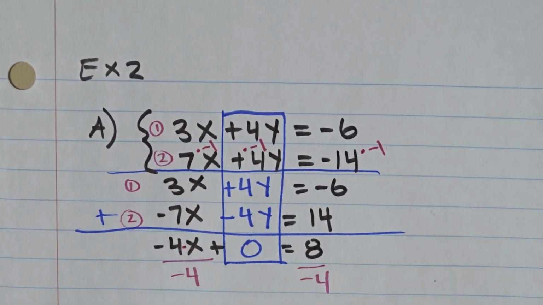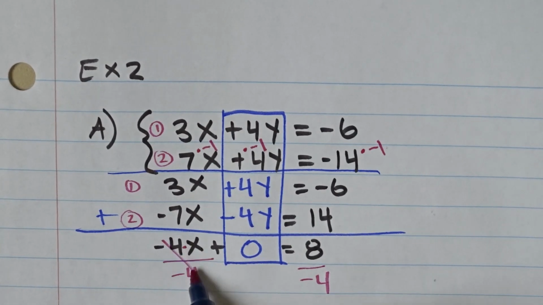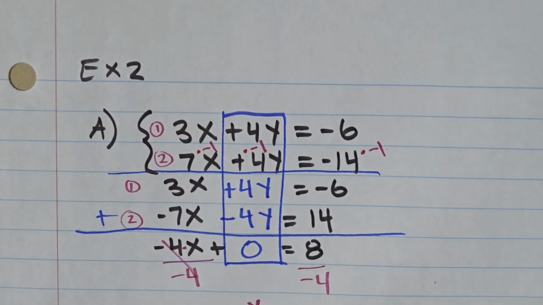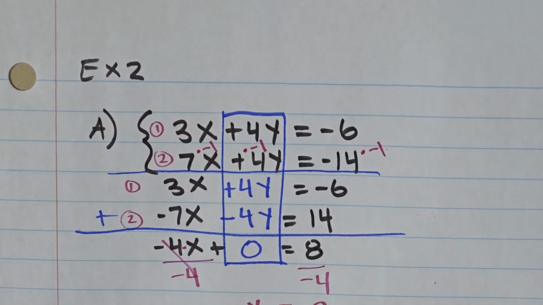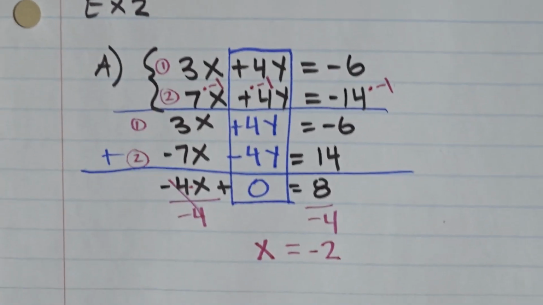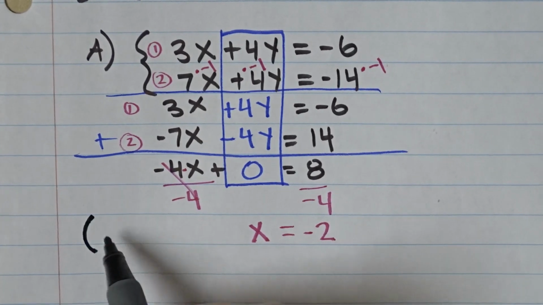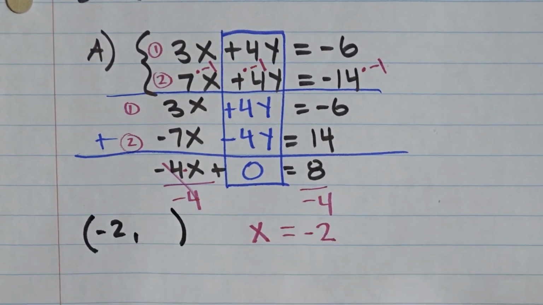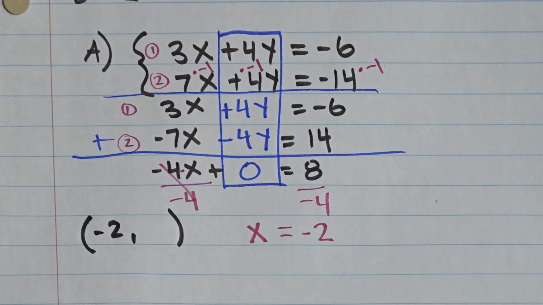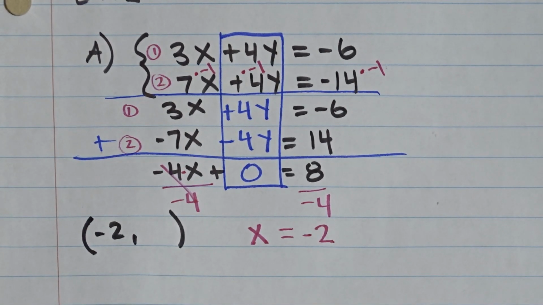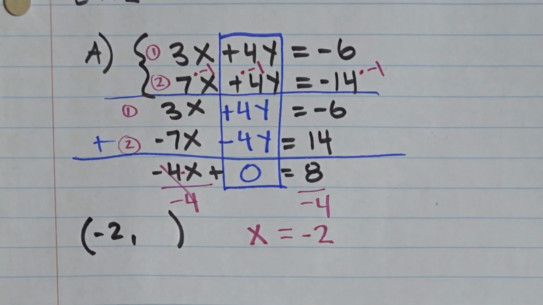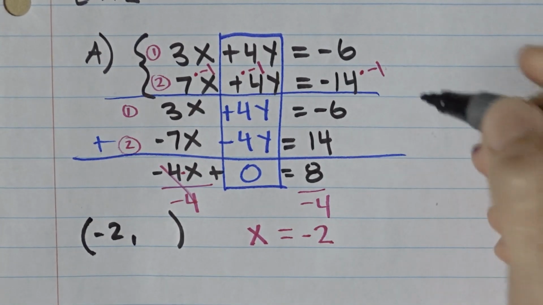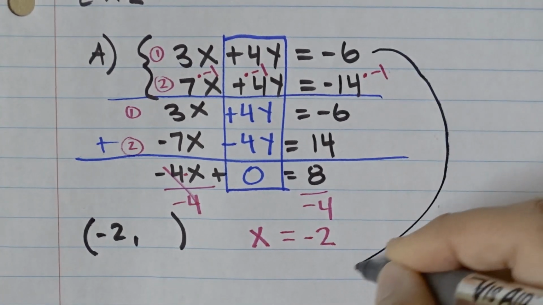Opposite of multiplying by negative 4 was dividing by negative 4. It gives me an invisible 1x. And this gives me negative 2. So I just found my x coordinate. And now I need to find my y coordinate. Now I have 4 equations now. 2 here and 2 here. Doesn't matter which ones I choose. I'll just go ahead and go with the first one.